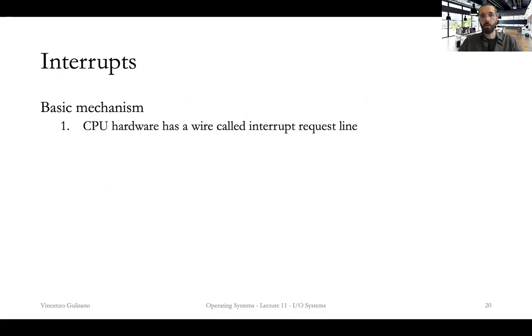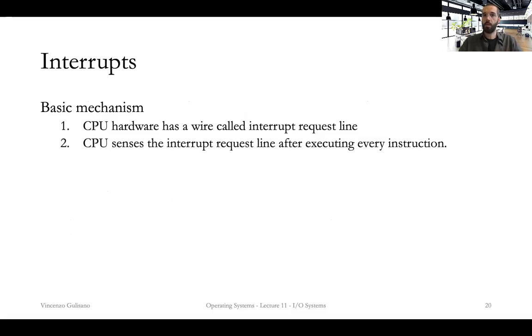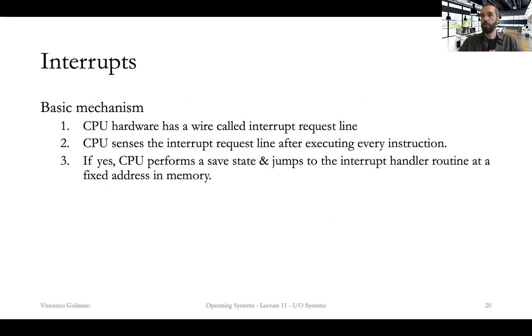It's nothing new at this point. It should be at least the concept. So the CPU has a physical wire, a connection, which is called the interrupt request line. And it senses this line after executing every instruction. We saw this in the very beginning of the course. If there is indeed a signal in that line, then the hardware, remember always cooperation between hardware and operating system, the CPU performs a save state, and it does a context switch. It jumps to the interrupt handler routine at a fixed address in memory.